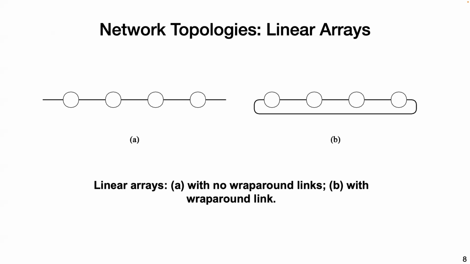And the generalization of an array is a ring, and a ring just has the wraparound link at the end. So if this is 0, 1, 2, 3, 4, here in the array 0 and 4 are not connected, but in a ring 0 and 4 are connected.